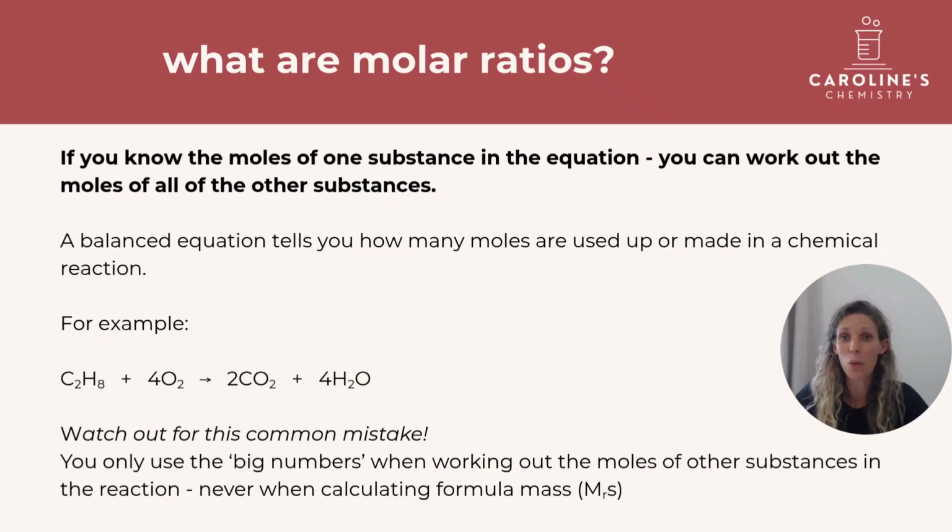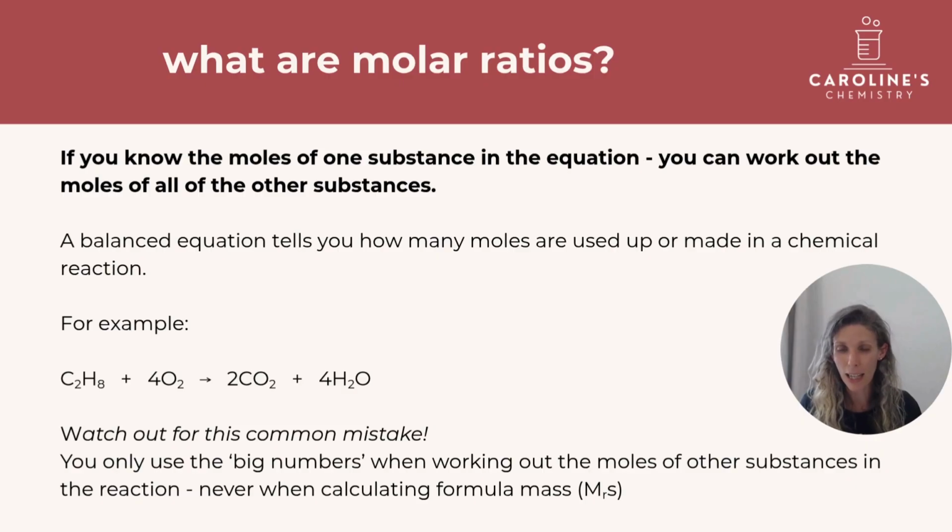Let's start with exactly what are molar ratios. Molar ratios tell you how many moles react together. So if you have a reaction where substance A and substance B are reacting, it tells you what ratio they are reacting in. They also allow you to work out how much product is made. So if you know the moles of one thing, any reactant or any product in that equation, using molar ratios, you can work out the moles of all of the other substances. That balanced equation, what it's really telling you by those big numbers, is how many moles are used up or are made in a chemical reaction.